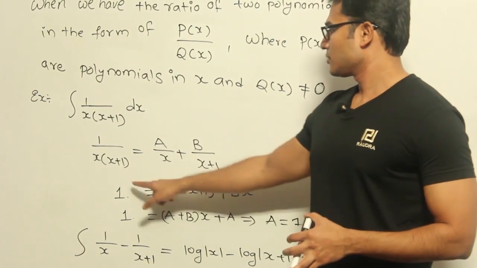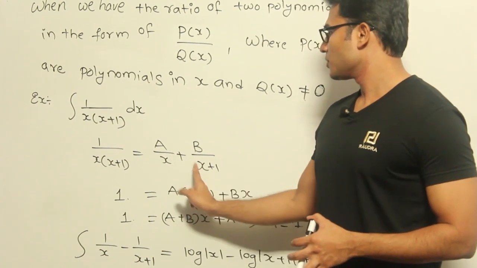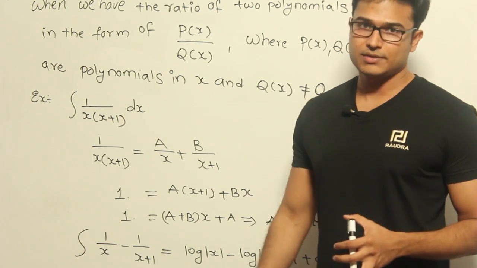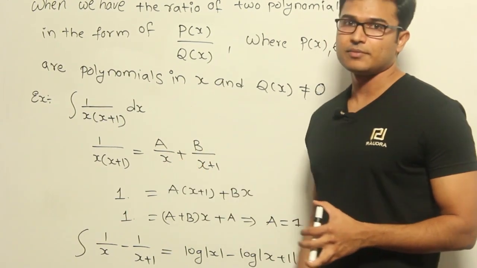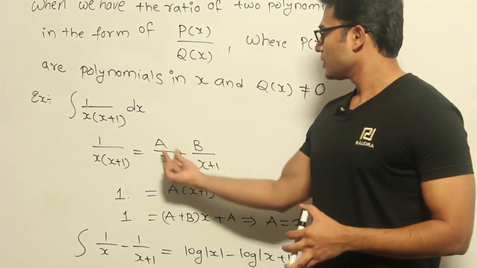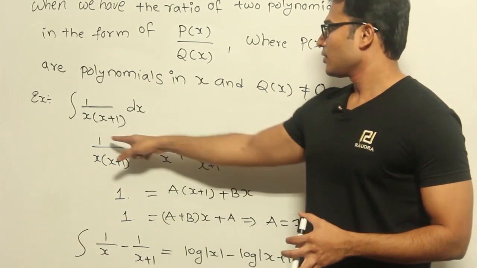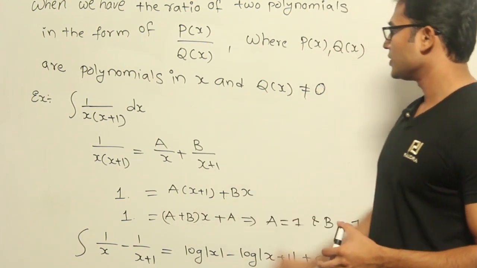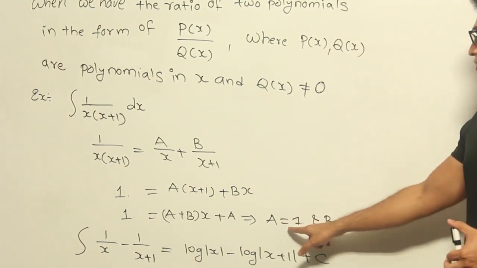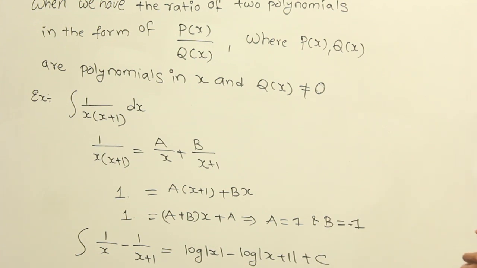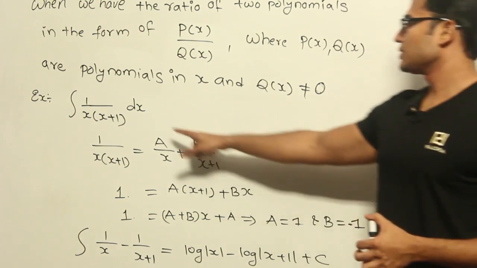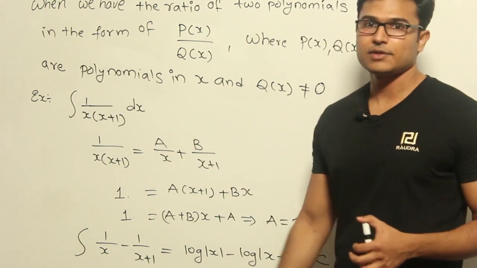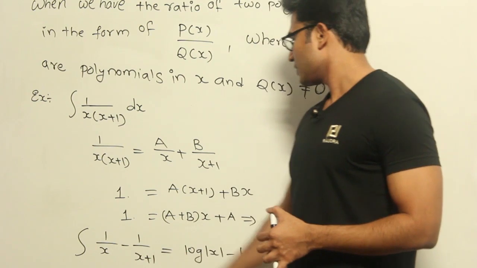So just compare it. If you cross multiply it, it is going to be a into x plus 1 and b into x. I'm just trying to merge them by taking the LCM. Now this side is going to be 1, therefore 1 is going to be equal to a into x plus 1 plus b into x. From that if you solve it, a is going to be 1 and b is going to be minus 1. Therefore this entire function can be written as 1 by x minus 1 by x plus 1.